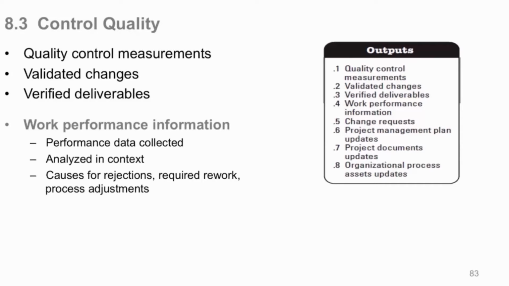Your performance data and all the stuff with metrics is collected, is analyzed in the context of quality and of the deliverable you're looking at. And any causes of rejections because of bad quality, rework, defects, or process adjustments in the way you build things, your work processes, are information now that are actionable, and they're pumped out into the appropriate inputs so that it can be responded to accordingly.